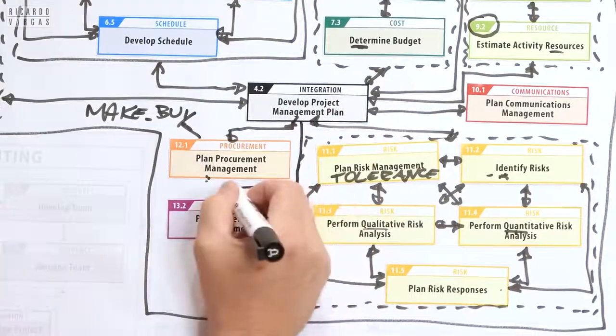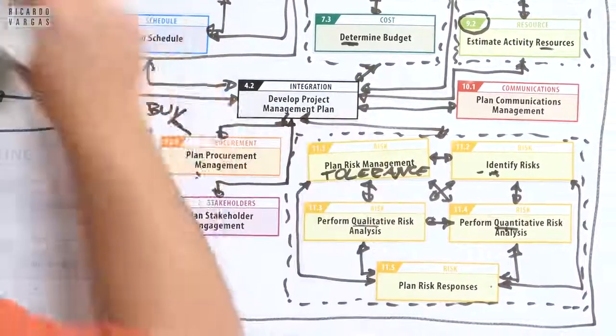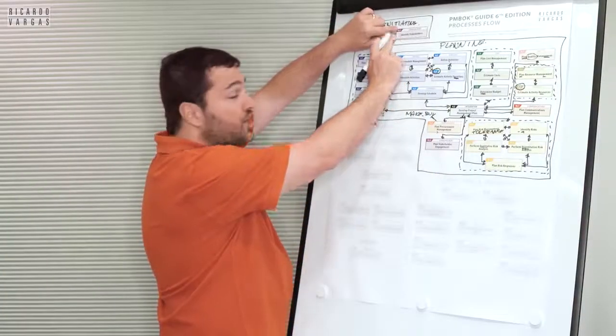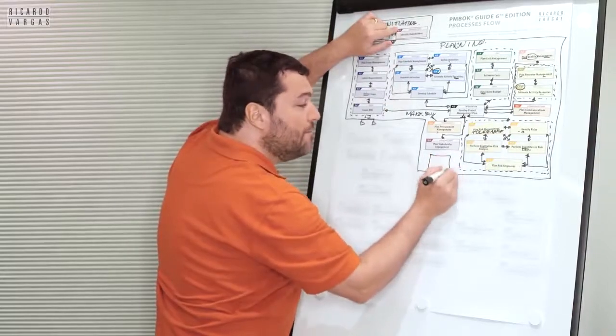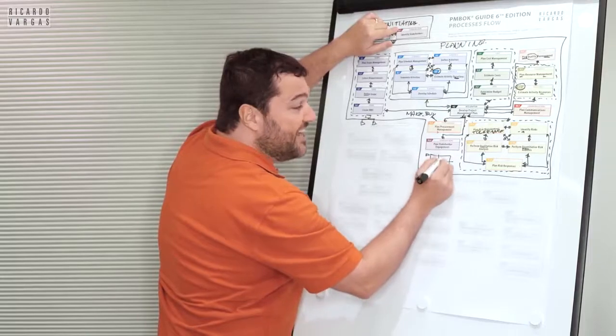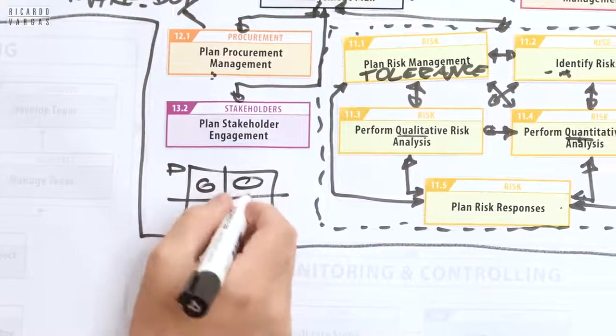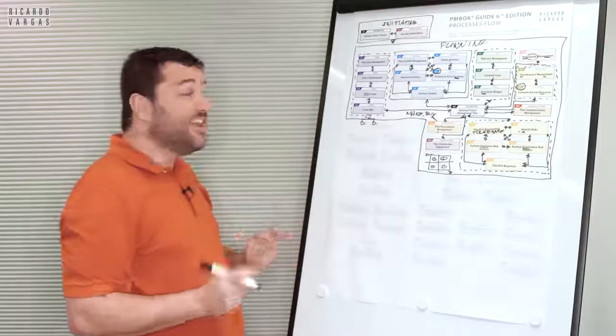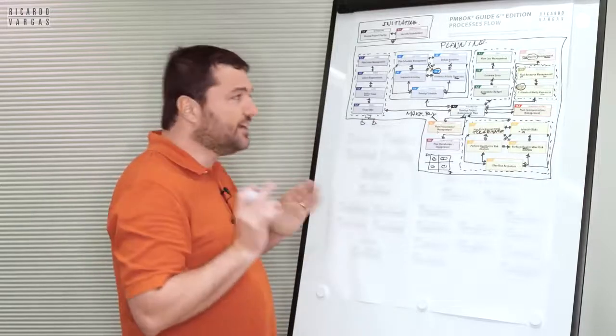And last but definitely not least is plan stakeholder engagement. And what is this? Remember, we identified the stakeholders earlier. So now I need to map my stakeholders, for example, by influence and power. And I need to group them and understand what I will do here.